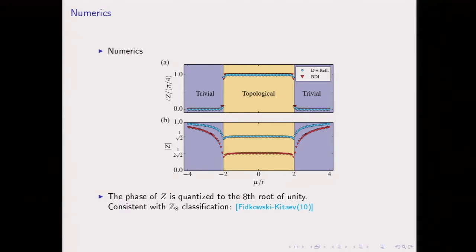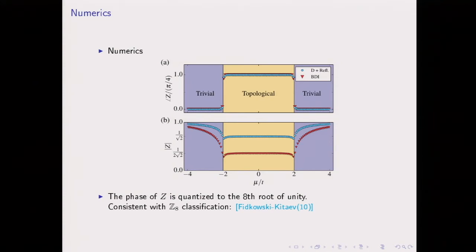The interesting feature is that, unlike the bosonic case, the phase of this quantity is quantized to be an eighth root of unity. So the Haldane phase is a Z2 in the sense that the topological invariant takes only 2 values, but here the topological invariant can take 8 possible values, which is consistent with the known classification of 1D Majorana fermion chains with time reversal symmetry. So not just entanglement, but for topological properties, our partial transpose works very well.